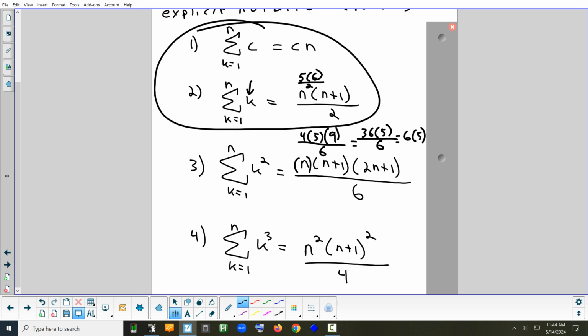And the first one, you can really figure it out. That one's kind of common sense. It's adding up a constant, so that's easier. But the n times (n plus 1) over 2, you would want to know that one. Okay, don't worry as much about squared and cubed. Okay?